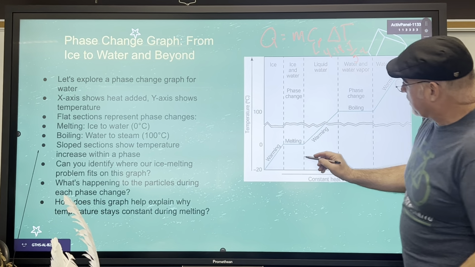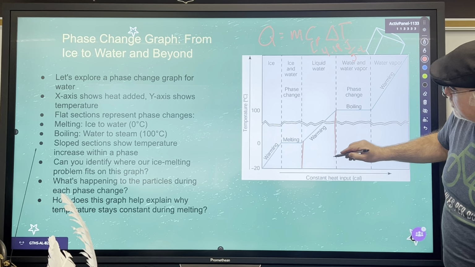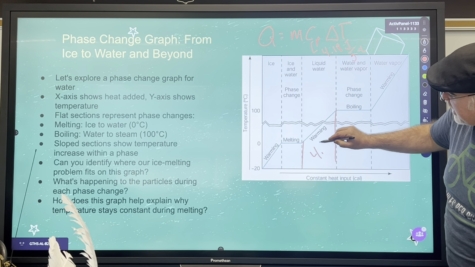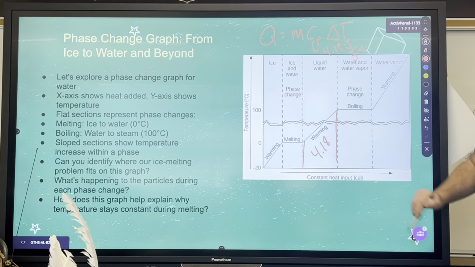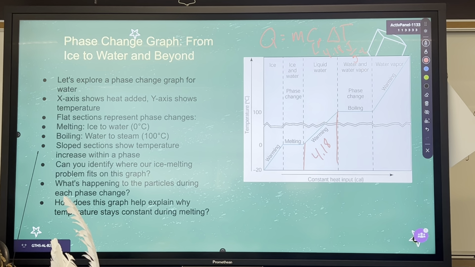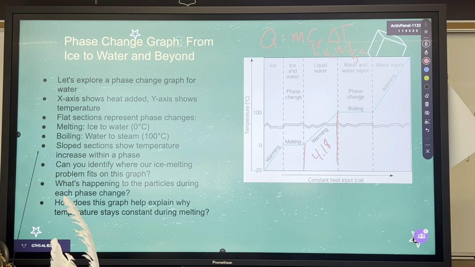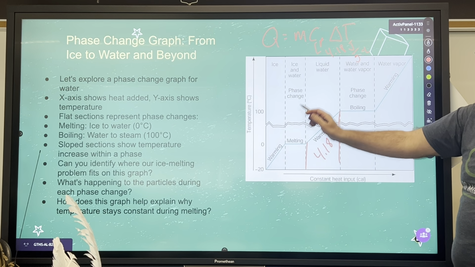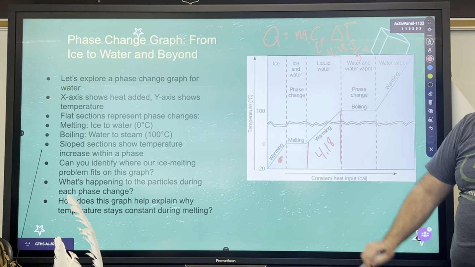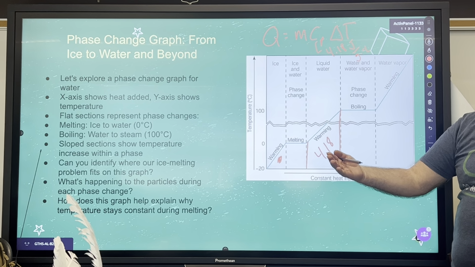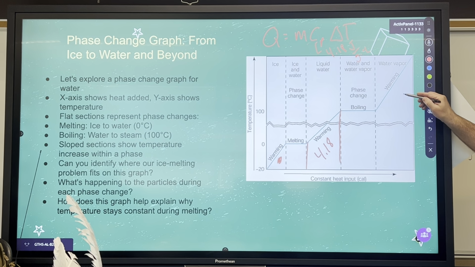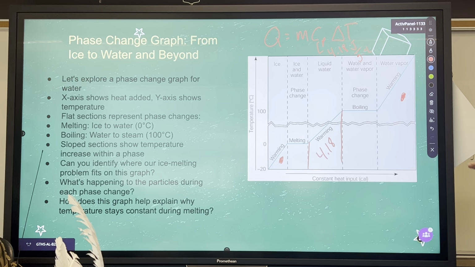But this is only true right here, right? Because that's the only place that the water is liquid. It's liquid water warming up. Do you think this number would still work for this part right here? No. It won't. It's a different specific heat. What about right here? No. You're right. It's not going to work.